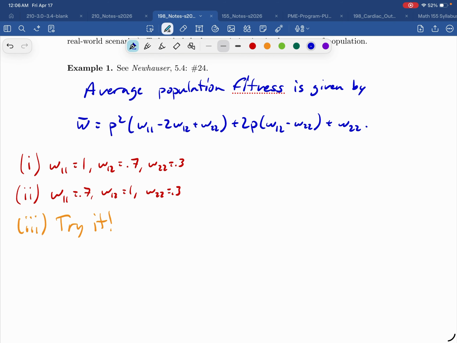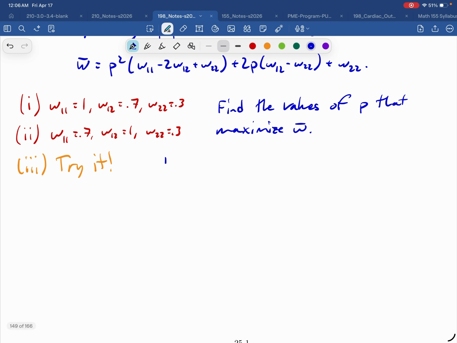So what we're going to do is find the values of P that maximize W bar. So we take the derivative, set it equal to 0. So we just do that, right? Now the book refers to this as dW bar over dP. You could also call it W bar prime of P if you wanted, right?